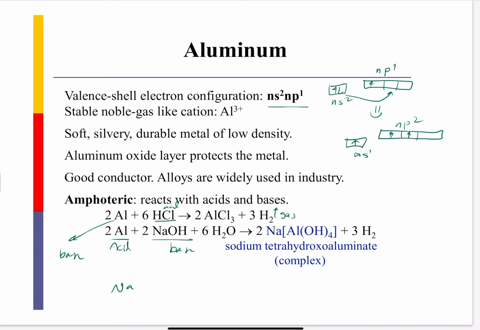Sodium tetrahydroxoaluminate can easily produce ion form in water. It is an electrolyte, and it forms the complex ion and the sodium ion.